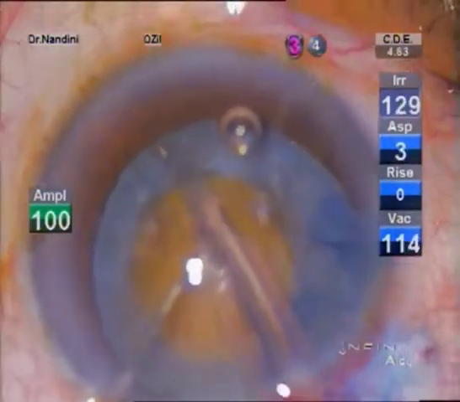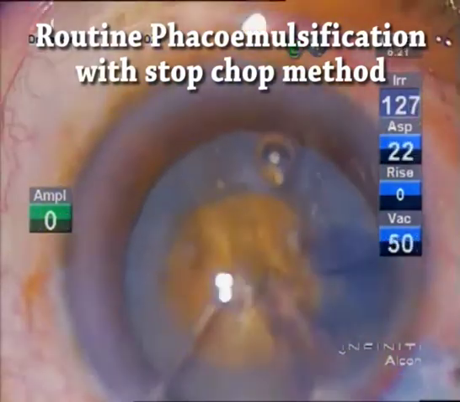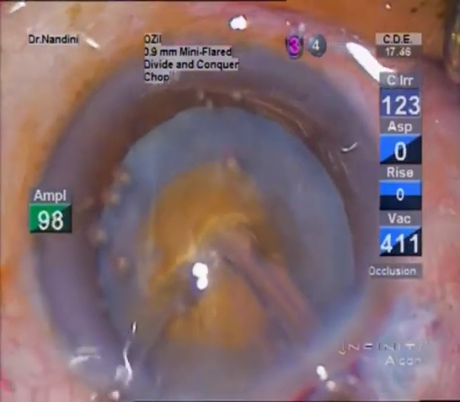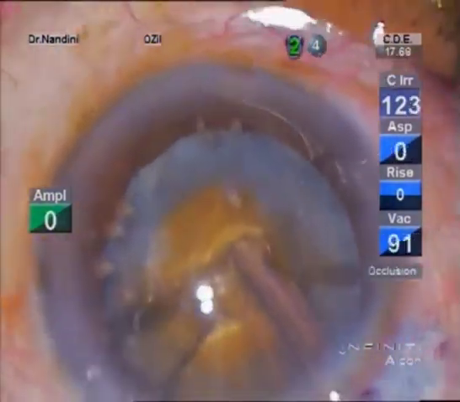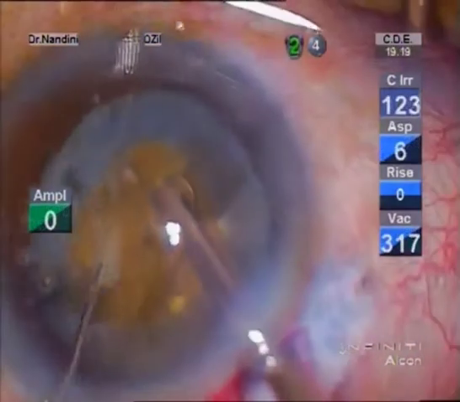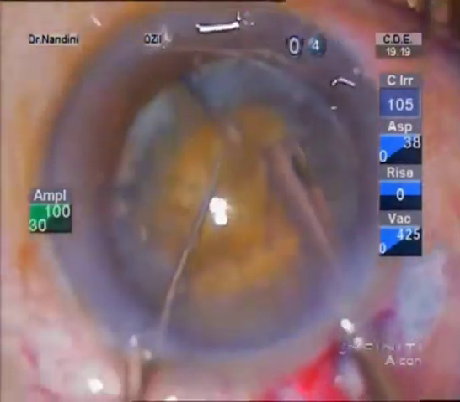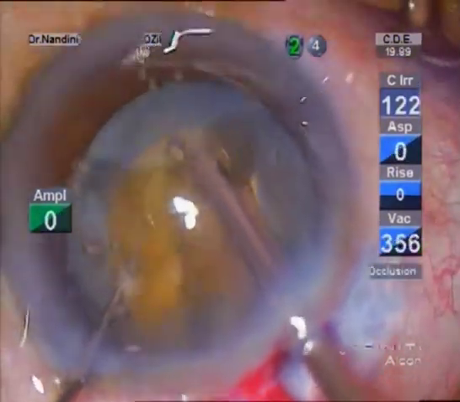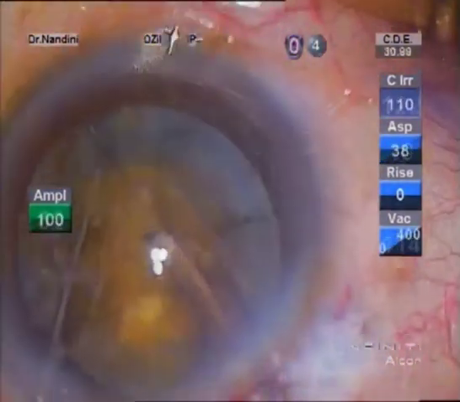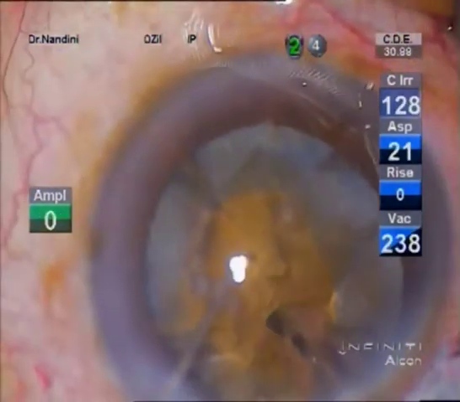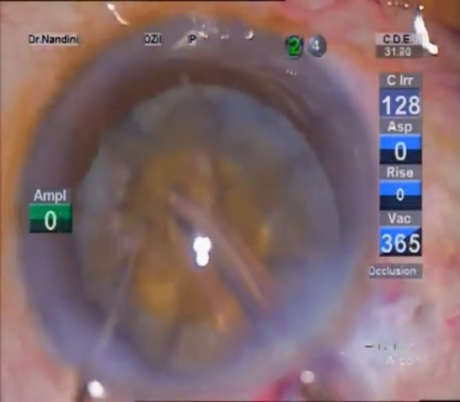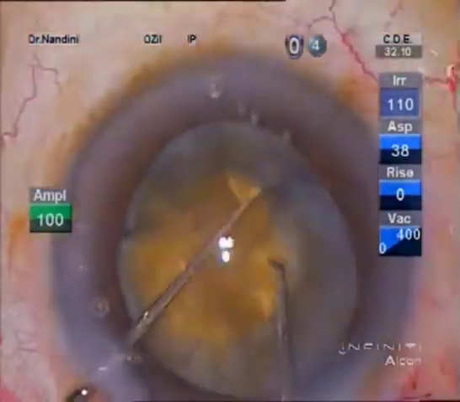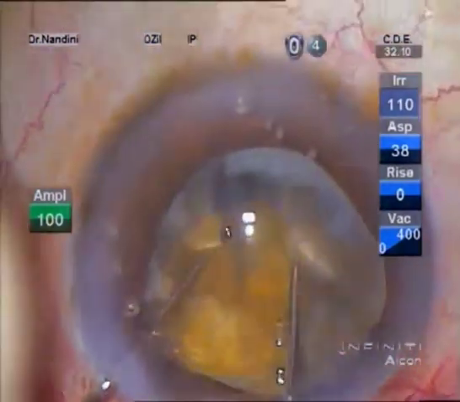The first case shows a routine phacoemulsification in progress, taking care of the edge of the capsularrhexis. A stop-chop technique is initiated with careful quadrant removal and removing the wedges of thick, hard, leathery cataract. Under controlled parameters, working in the center of the pupil at the level of the pupillary plane.